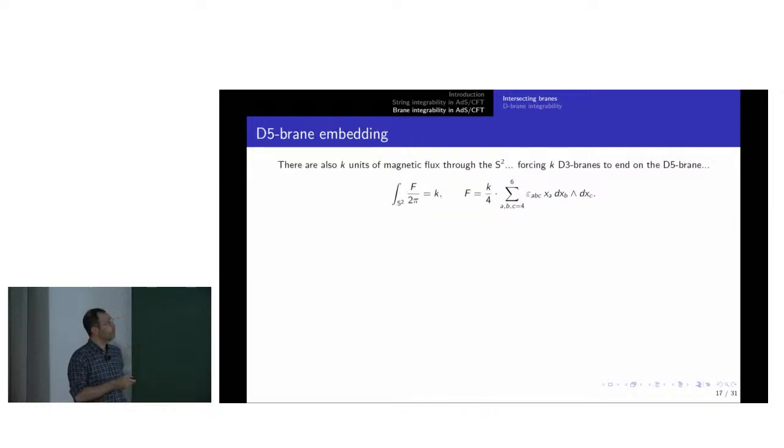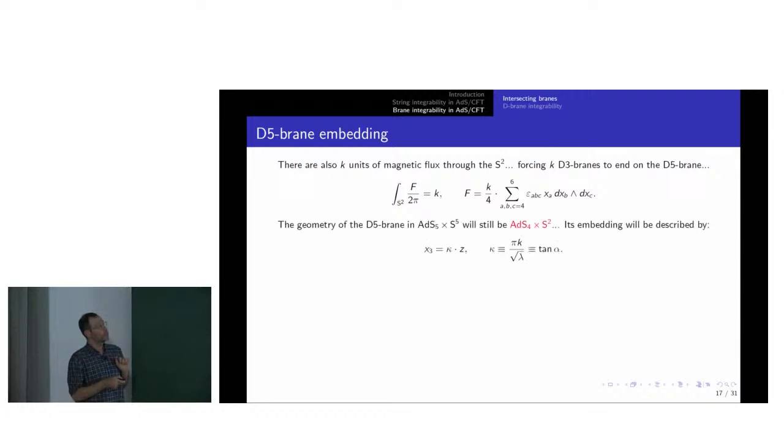But one can also consider adding K units of magnetic flux through the two-sphere of the brane. Remember, the brane had the geometry of AdS4 cross S2, and we can introduce K units of flux. And this means, of course, by energy conservation, that exactly K of the D3 branes will end on the D5 brane.